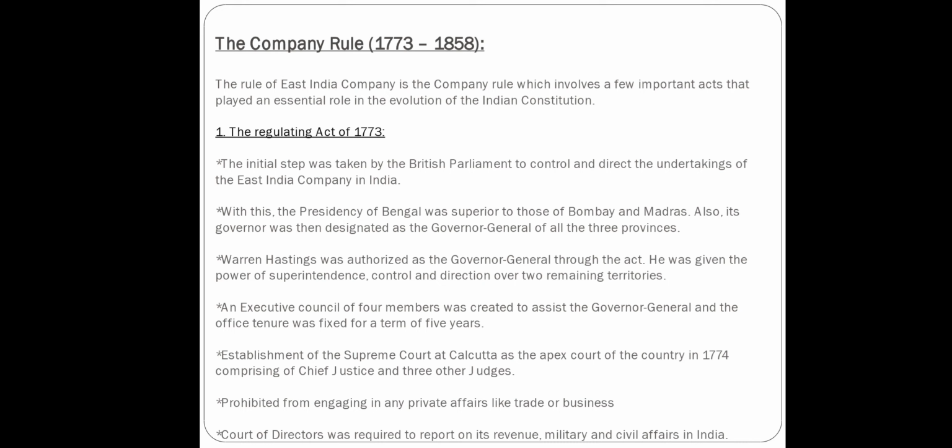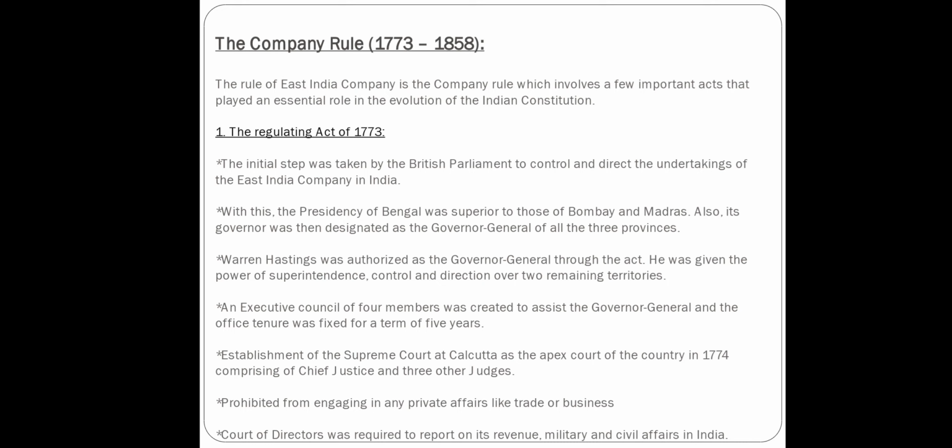Now its governor was then designated as the governor general of all the three provinces. Please understand, first point, the governor general was designated as superior to other governors. So the governor general is at the top, followed by two governors from the other presidencies. Now the first person, Warren Hastings, was authorized as the governor general of Bengal.